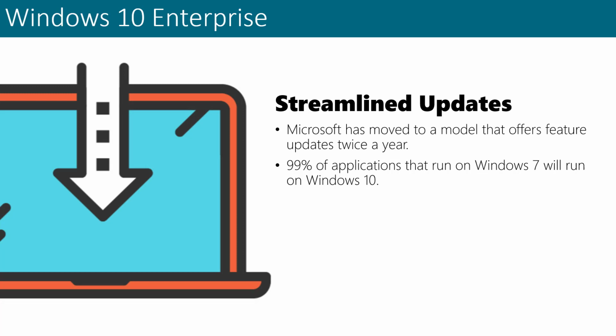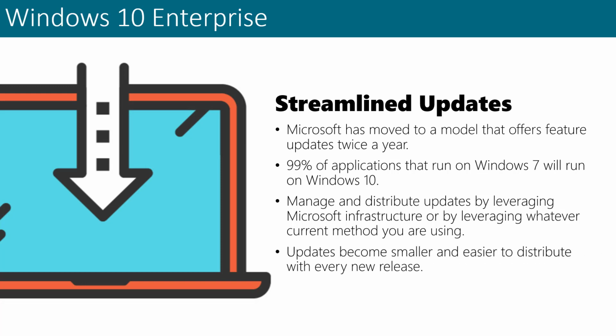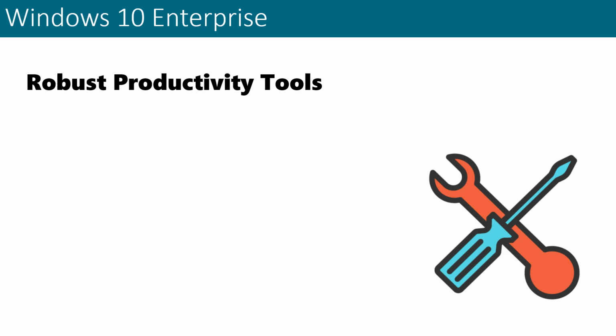Because of the flexibility provided, organizations can manage and distribute their updates by leveraging Microsoft infrastructure or by leveraging whatever current method they are using. To ensure Windows updates are as least disruptive to organizations as possible, the updates become smaller and easier to distribute with every new release. A key benefit of Windows 10 is the improved productivity that it facilitates.